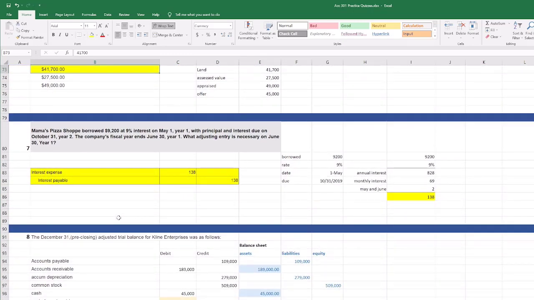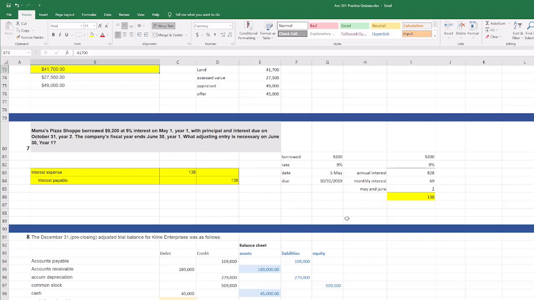All right, Mama's Pizza Shop borrowed $9,200 at 9% on May 1st in year 1, with principal and interest due on October 31st, year 2. The company's fiscal year ends on June 30th, so we have May and June to deal with. What's the adjusting interest necessary on June 30th, year 1?